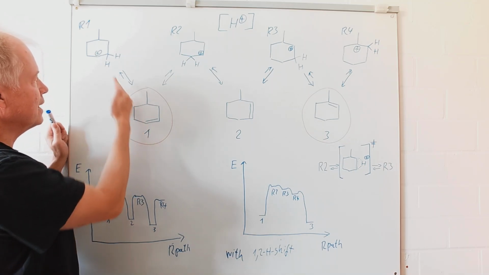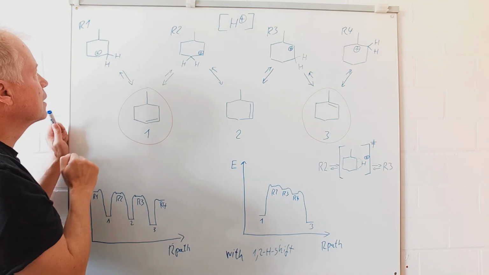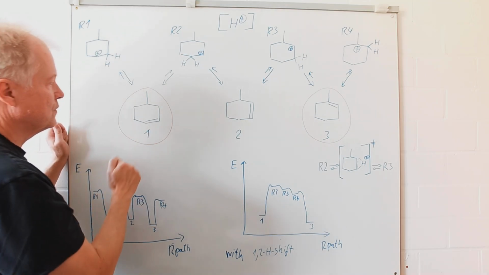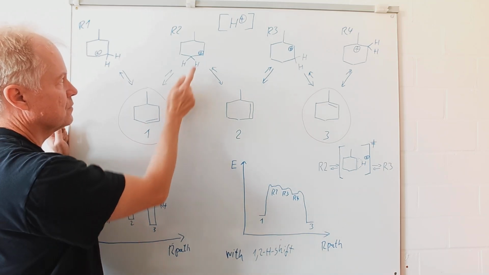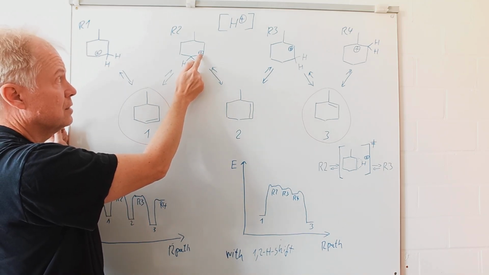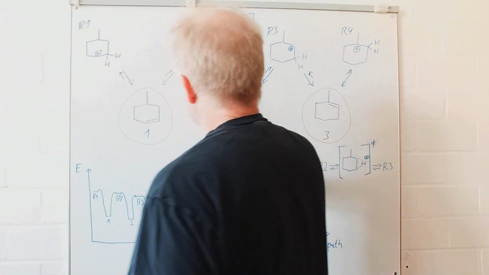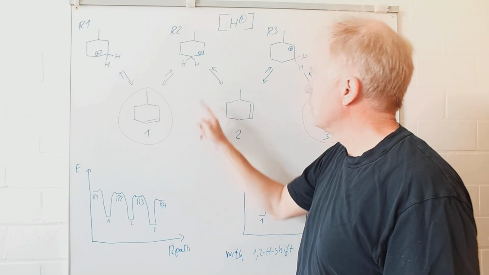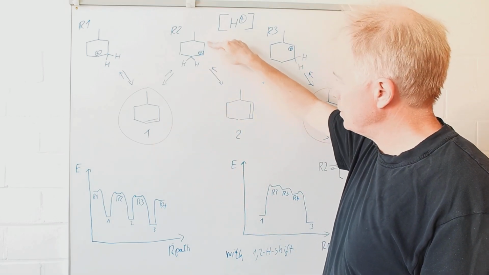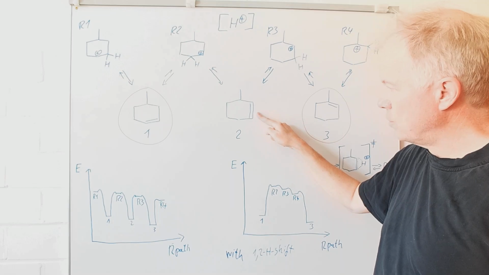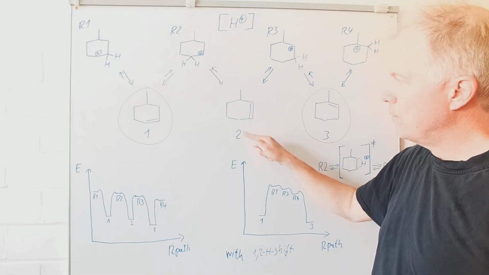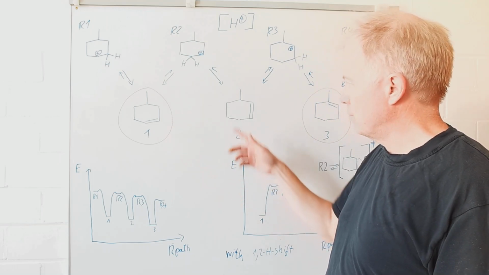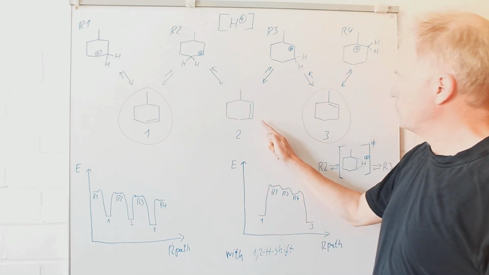That means this reaction pathway to this carbenium ion is a dead end. On the other hand, if we protonate here, then we have a carbenium ion here. And then it can either react again to the original structure 1, but it could also be deprotonated here. Then we have that olefin number 2, where the olefinic moiety has already migrated 1 position further.